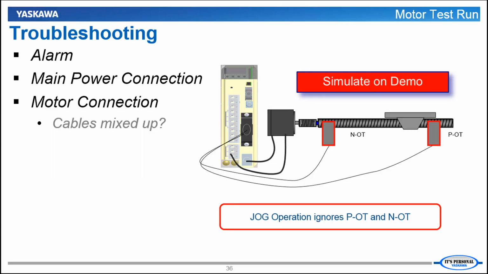What if the motor won't run even with jog operation? What could be the cause? All alarms do turn off the servo, so one reason could be that the amplifier has an alarm. Let's produce an alarm and see how this works.